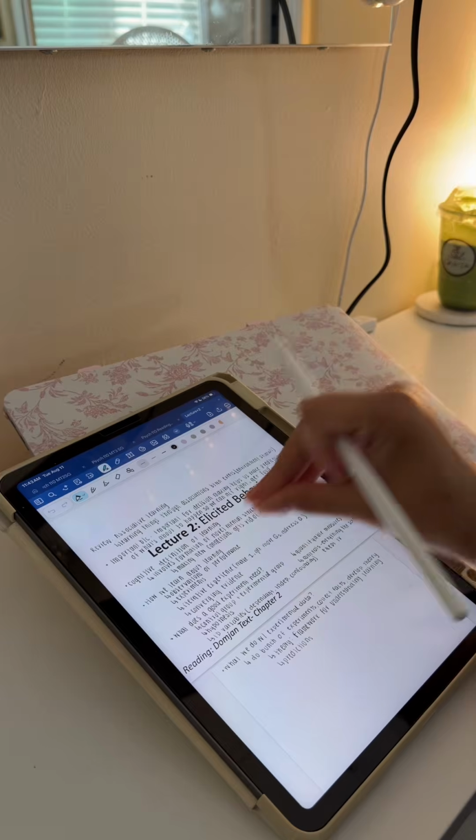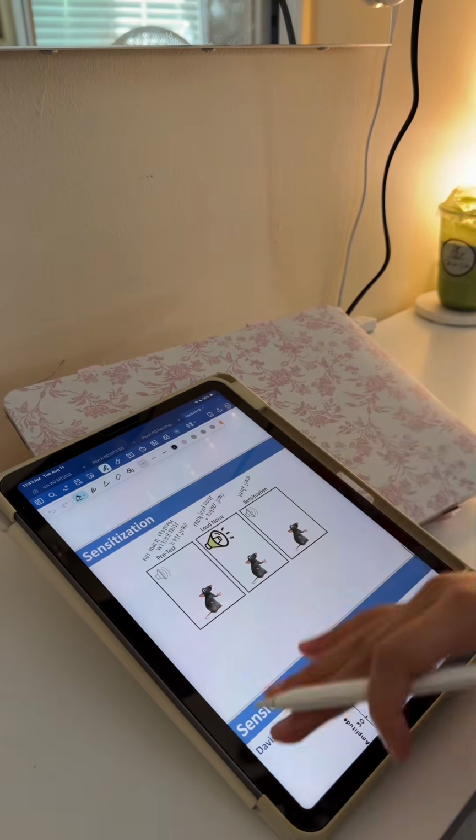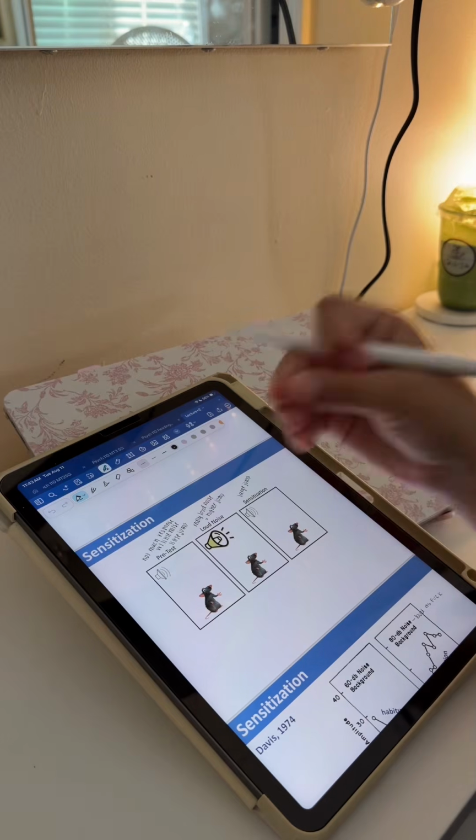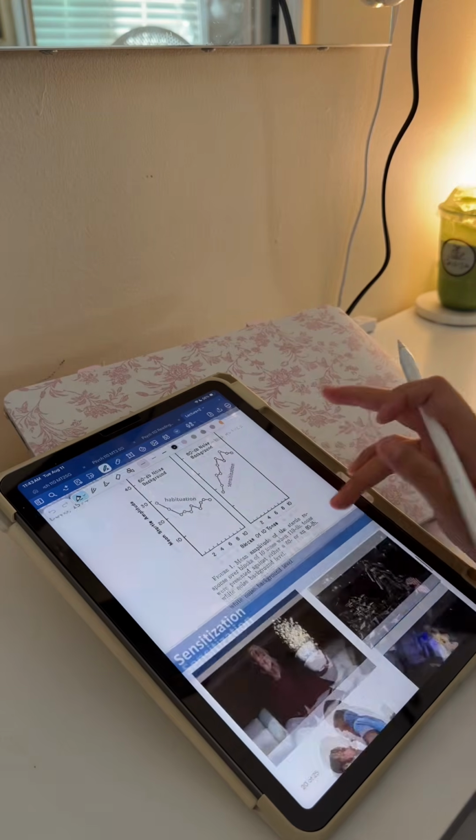This class was honestly so content heavy. The professor would just prefer to give you the picture and then explain it during class, so a lot of notes are on these slides.